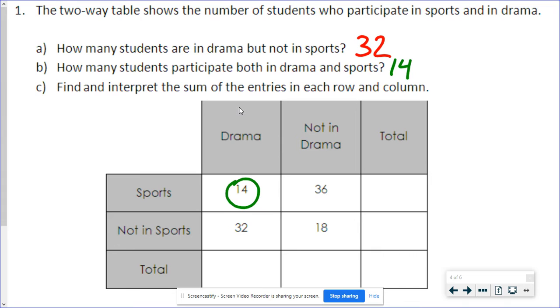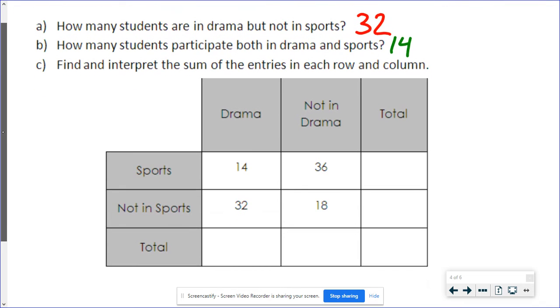And then when it says to find and interpret each of the entries for the sums, for the rows and columns, that's saying right here, if I would add up the drama numbers, 14 plus 32 would be 46. That number is the total of the students that are in drama. When I add the 36 and the 18, that would be 54. That's how many students are not in drama.